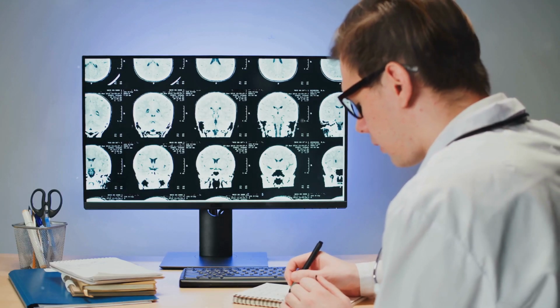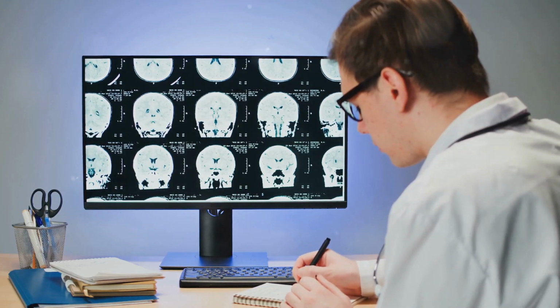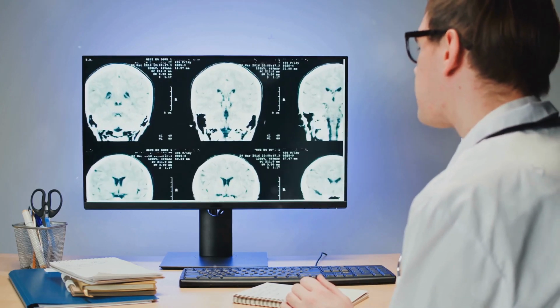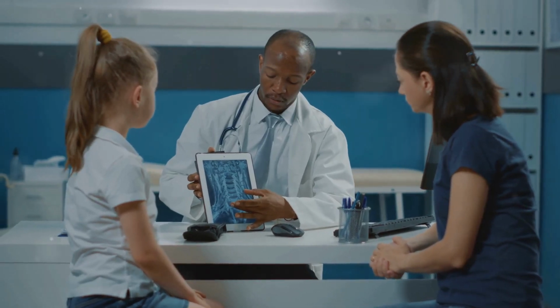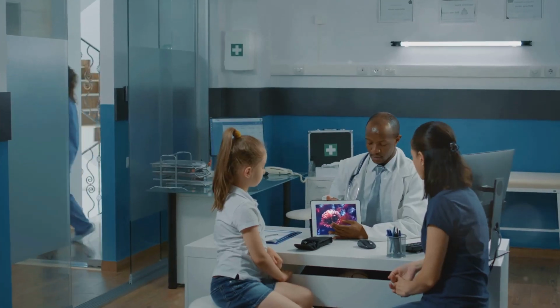A. Measles, rubeola. B. Rubella, German measles. C. Varicella, chickenpox. D. Roseola infantum. E. Scarlet fever. The correct answer is B. Rubella, German measles. Here's the explanation.